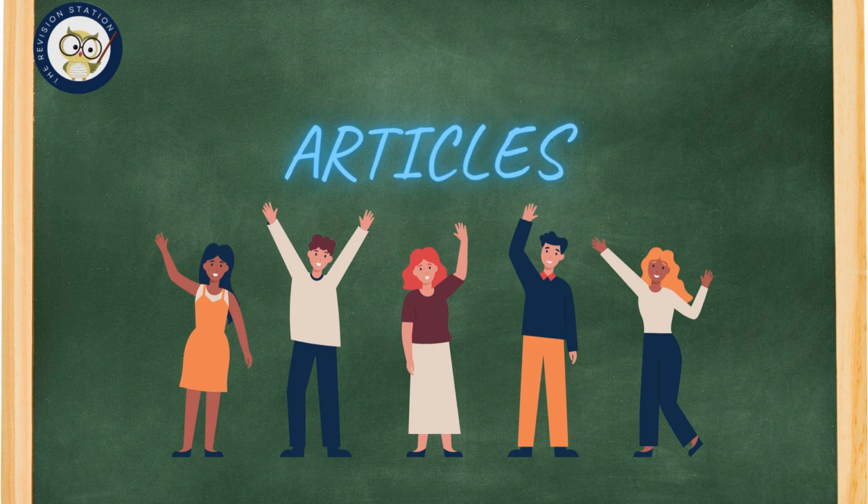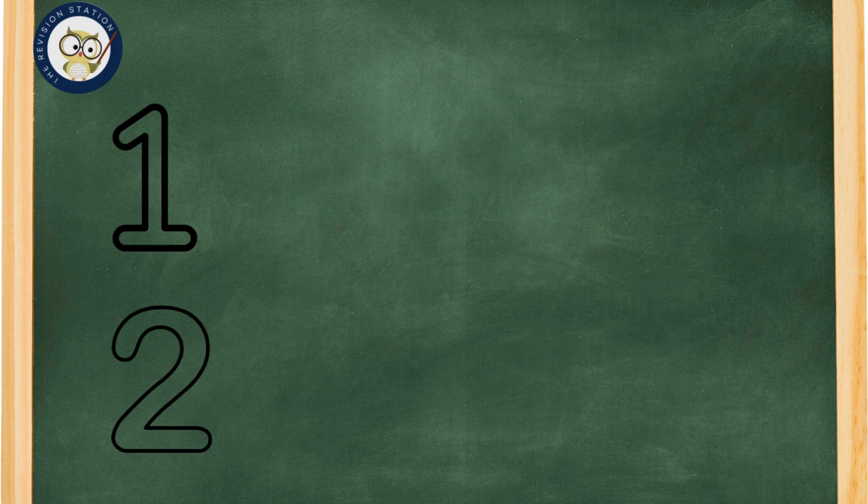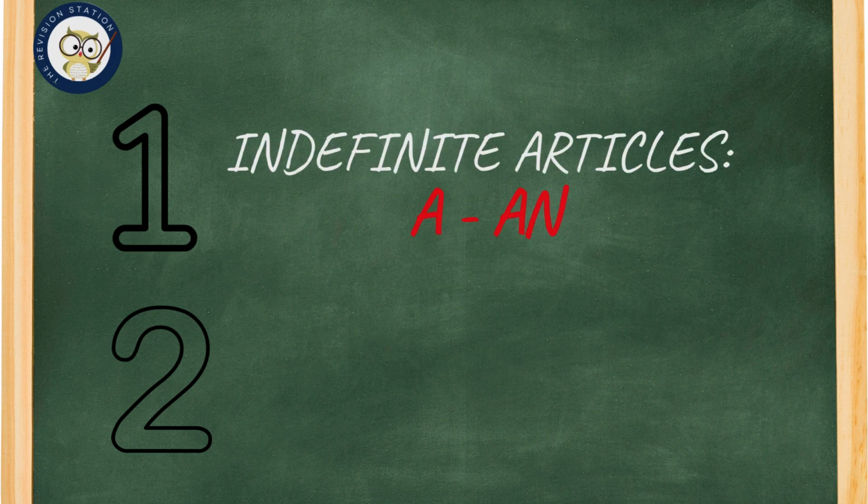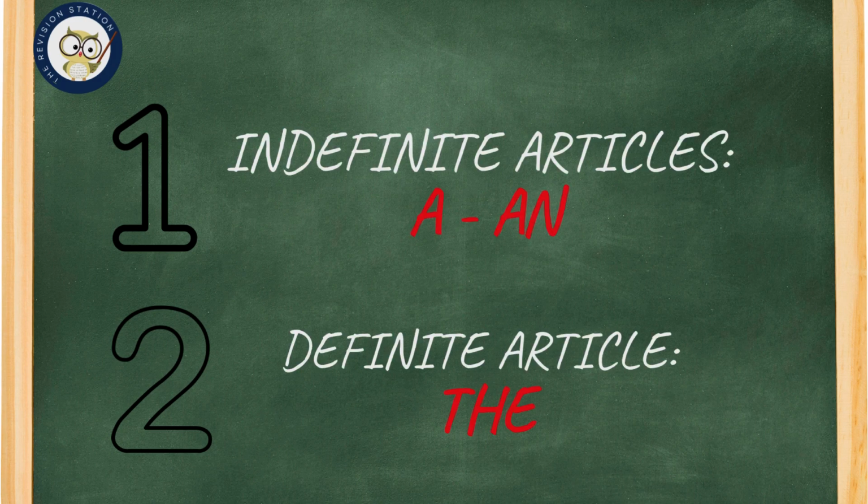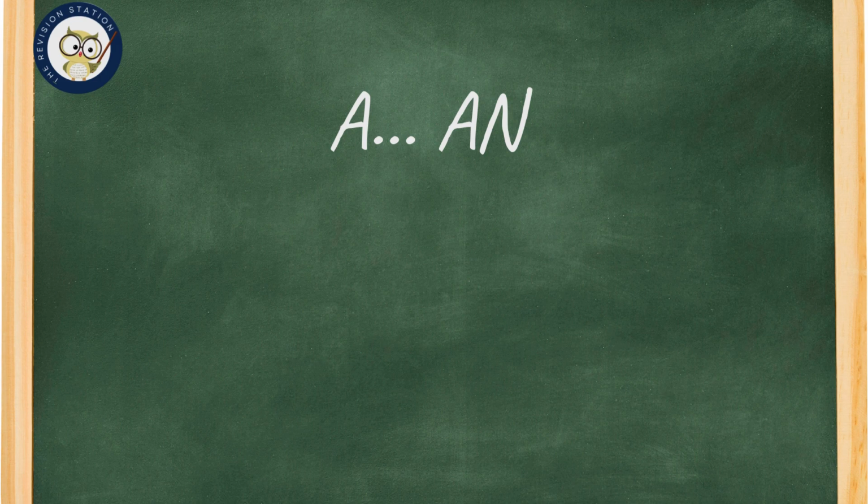Today, we're going to learn about articles. There are two kinds of articles: indefinite articles and definite articles. Use a or an when you talk about one thing, but not a specific thing.